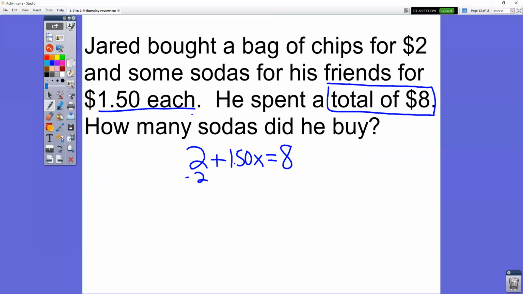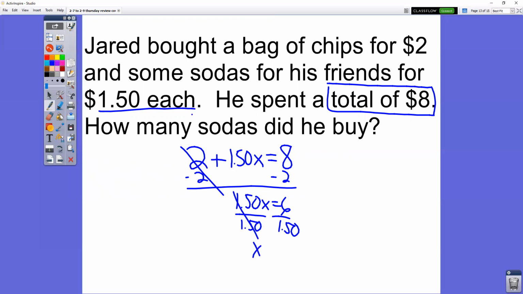Go to solve it, minus 2, minus 2. So 1.50x equals 6. Divide by 1.50, divide by 1.50. And you get that x equals 4. So he bought 4 sodas total.